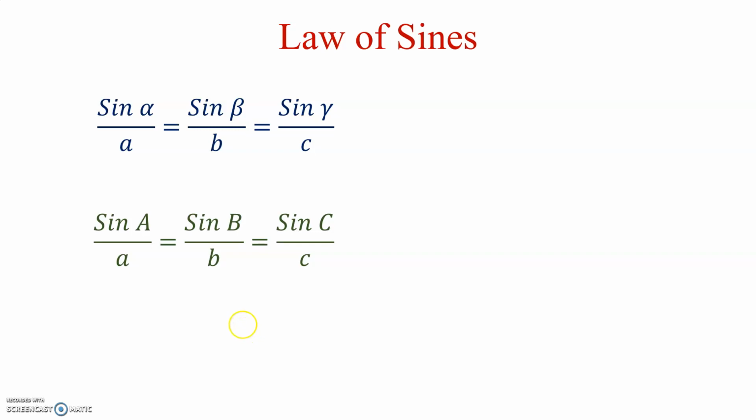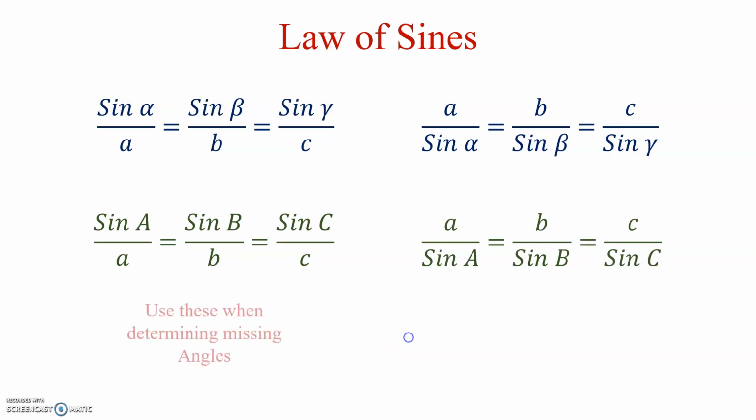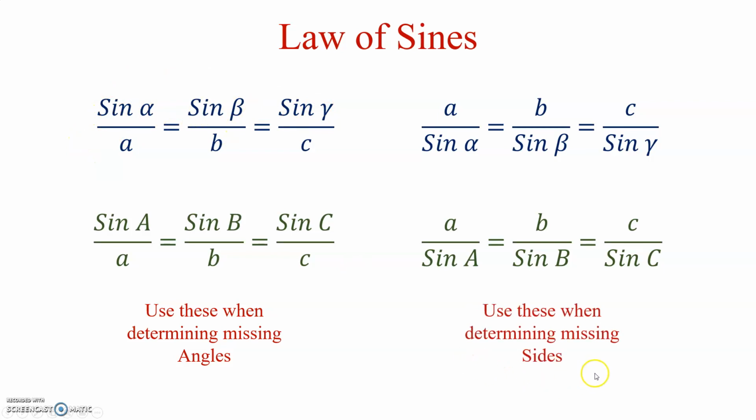These three ratios could be rewritten as reciprocals. So instead of having the angles on top and the sides on the bottom, I could have the sides on top, angles on the bottom. So just a different format. Of course, I can use regular English letters. The deal is, the left side, we typically use when we're looking for a missing angle. So if we're looking for an angle, we put the angles on top. On the right side, we use this if we're looking for a side. So we put the sides on top.